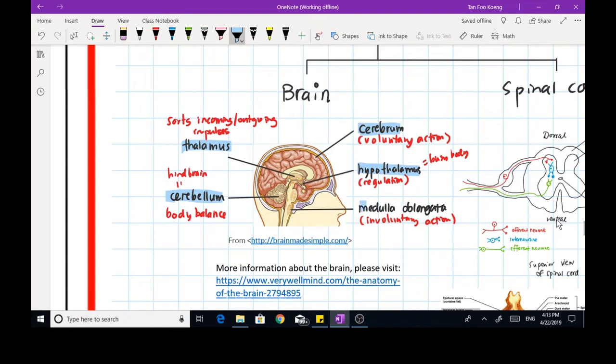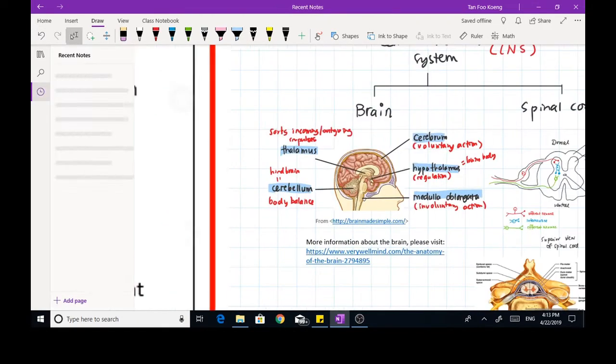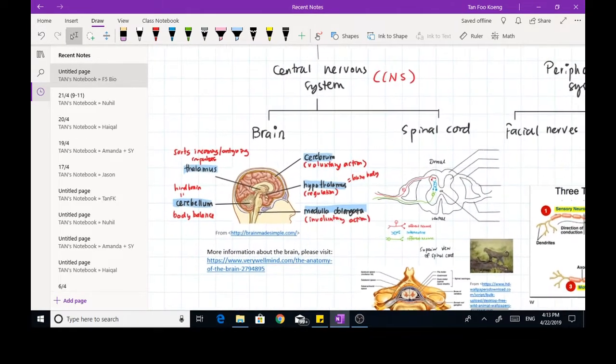Then what about medulla oblongata? Now if you look at it carefully, now this is spinal cord. The medulla oblongata is actually above it. It is involved in involuntary actions such as digestion, such as heartbeat, such as sneezing. Alright, so this is the central nervous system.